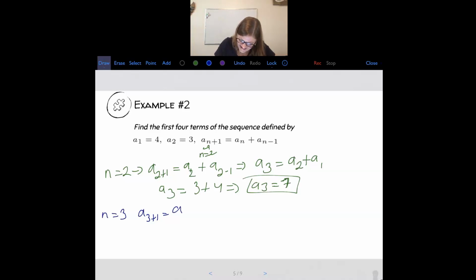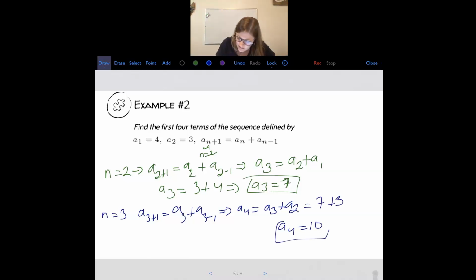So where was I? a sub 3 plus a sub 3 minus 1. So we have a4 is equal to a3 plus a2. A3 is 7, A2 is 3, so this means A4 is equal to 10. So we have the first 4 terms.